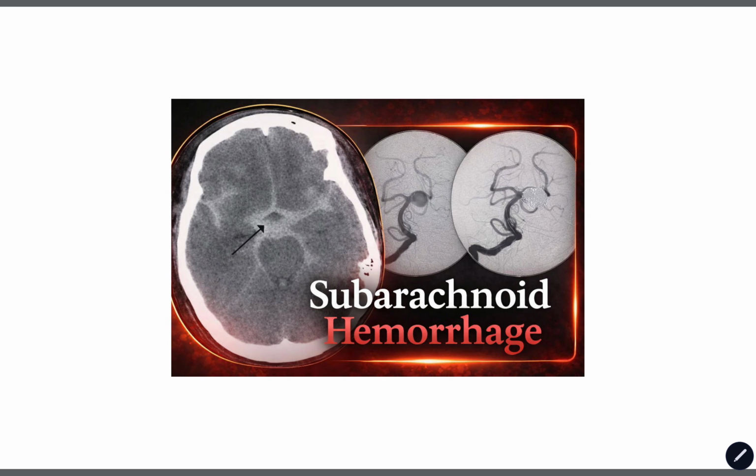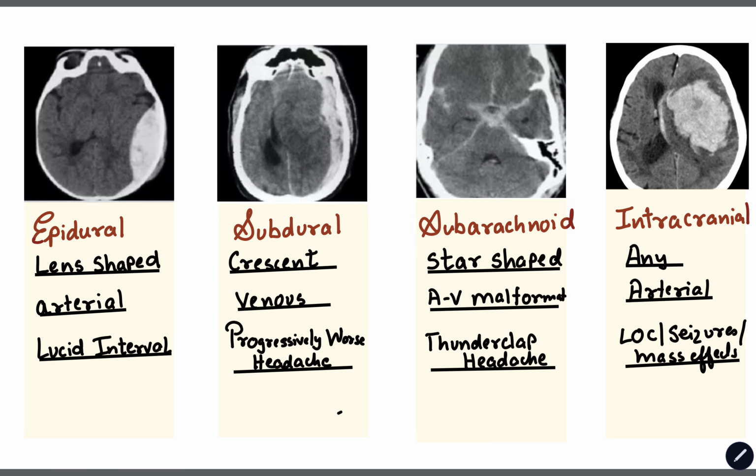Going into the topic proper, but before that, these are all very similar looking CTs. Starting with the first one, which is an epidural hematoma. This lens-shaped hyperdensity is suggestive of epidural hematoma, and the source of this blood is arterial. The patient will have a lucid interval. The most common cause of epidural hematoma is a road traffic accident.